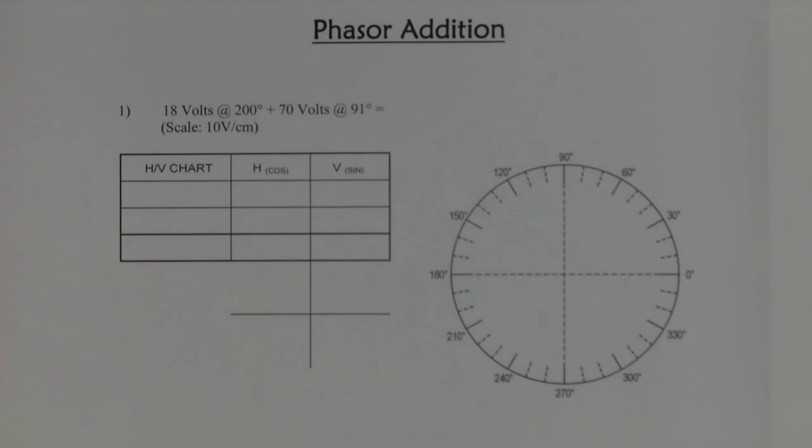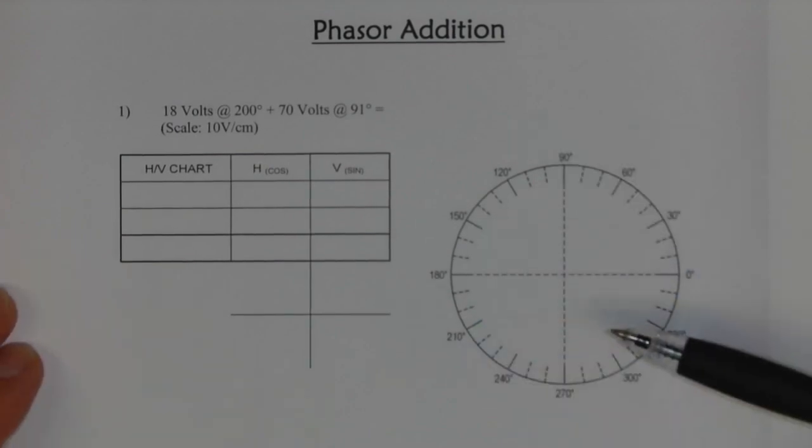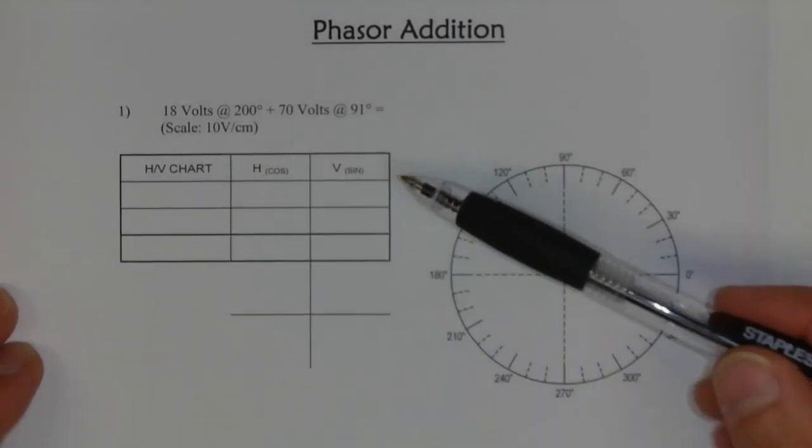I'm going to leave all the sketching of the actual phasors to the very end on my Cartesian plane, which is the fancy name for that particular type of information graphic. And we are going to start over here with the HV table.